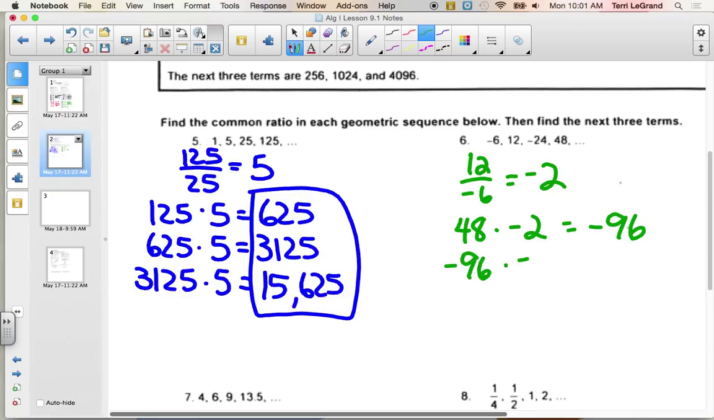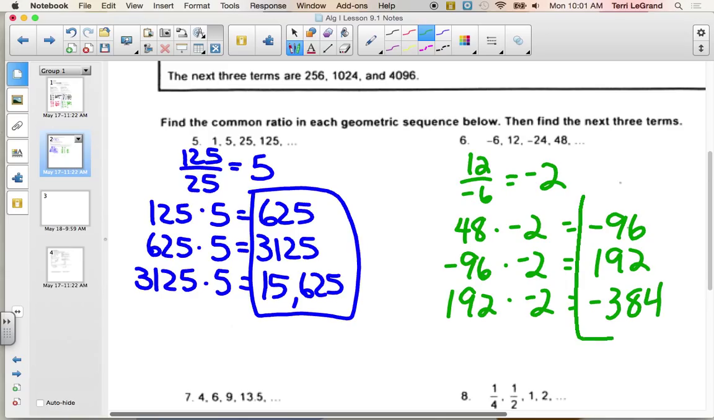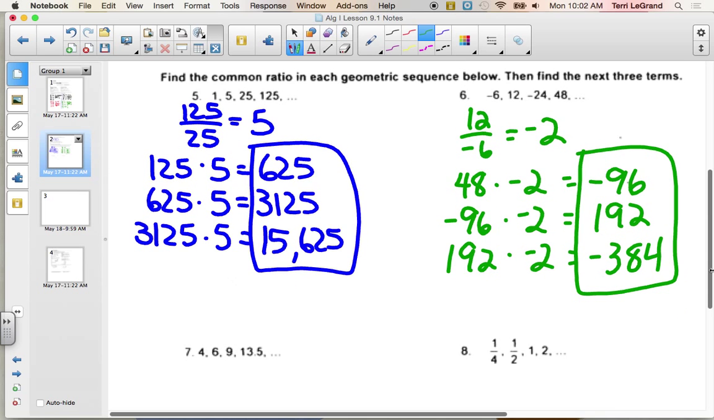Now -96 will get multiplied by -2. 192. Now 192 will get multiplied by -2. 384. How about -384? Do that. Okay. And again, we want to make sure that the positive negative pattern continued on. We started with a negative, positive, negative, positive. Our next one is negative, that's good. Our next one is positive, and our next one is negative. So we kept that pattern going. I want to make sure of that too, double check that.